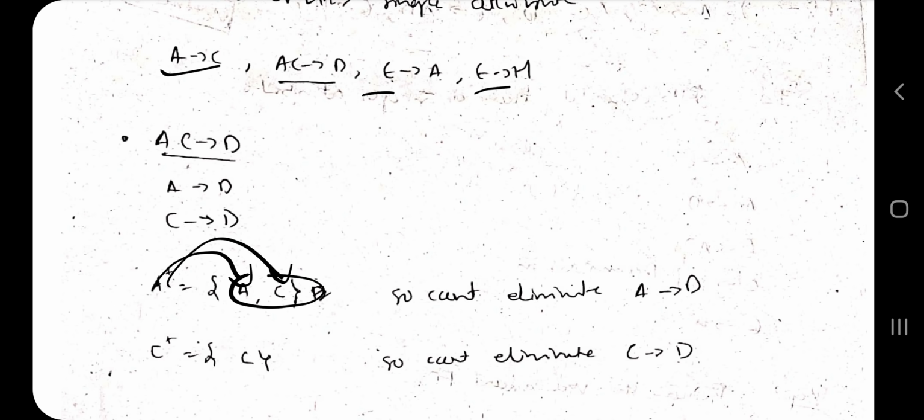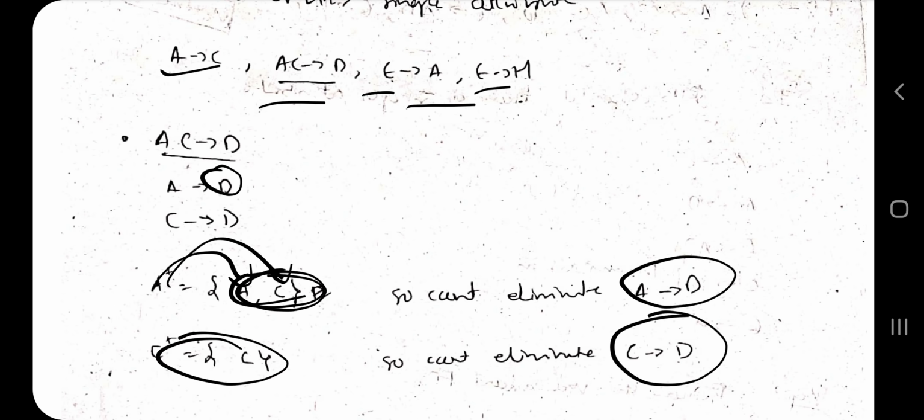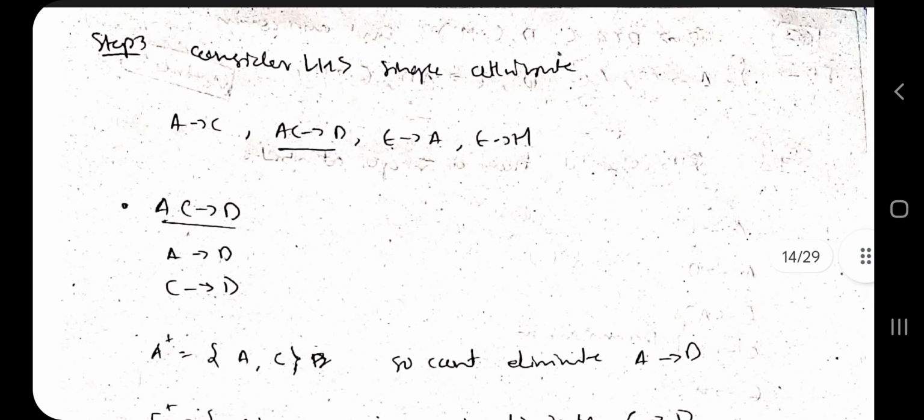Now C goes to somewhere? No. A goes to somewhere else? No. So we'll be just writing AC. Did I get D here? No. I can't eliminate A goes to D. Same thing for C also, I can't eliminate C goes to D. Therefore my answer remains the same, AC goes to D in the third step.